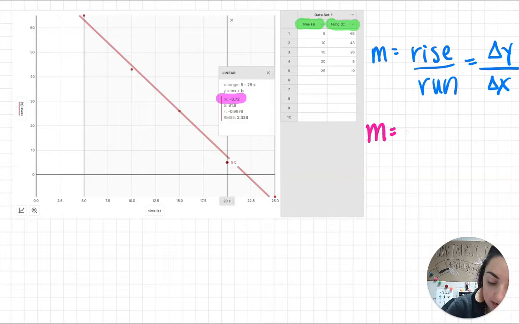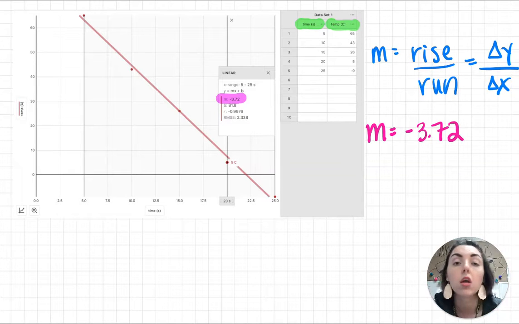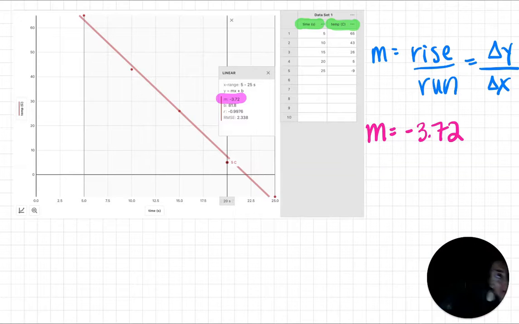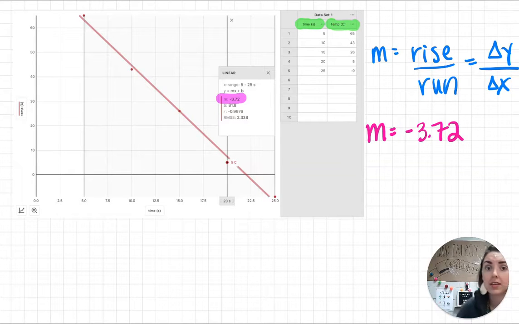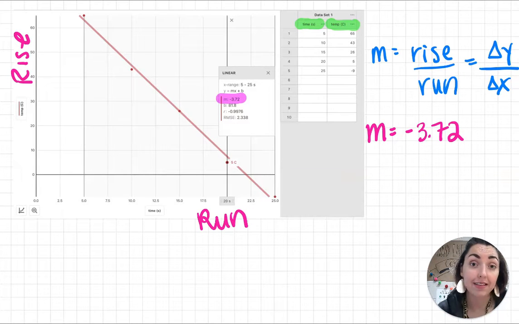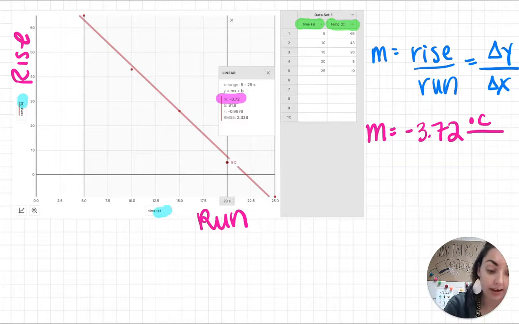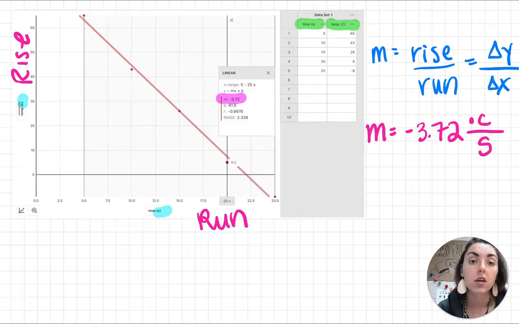So in this case, m is negative 3.72, but we want to have units on that because otherwise it's negative 3.72 what? Elephants? Who knows? So let's figure out the units. So we need to look at the rise, that's the y, over the run, that's the x. So the units on my rise are degrees C, so my units over here will be degrees C over my run, where the units are seconds. So my units are rise over run. You need to look to the units on your graph to get that information.